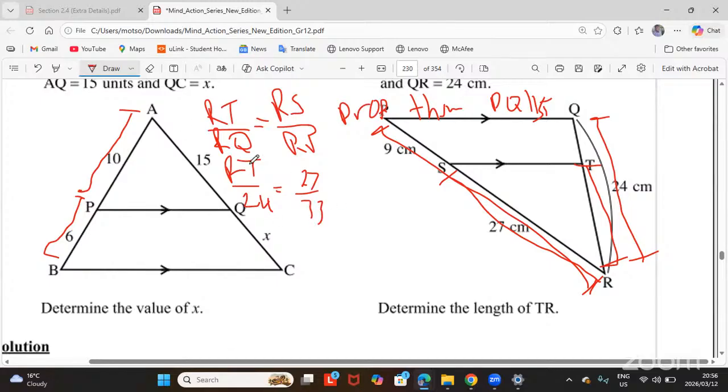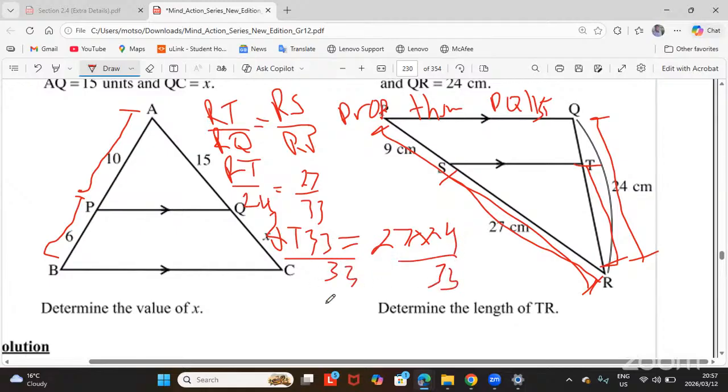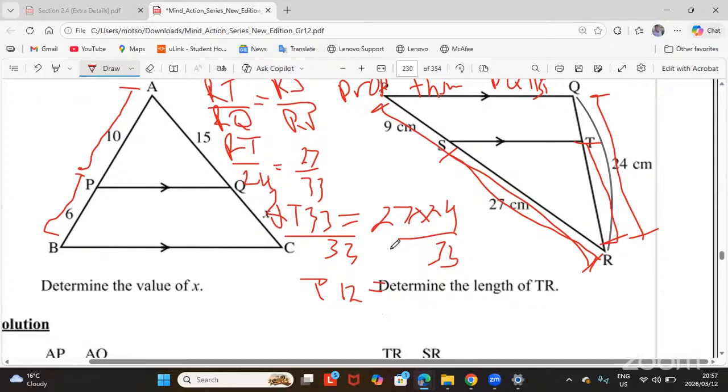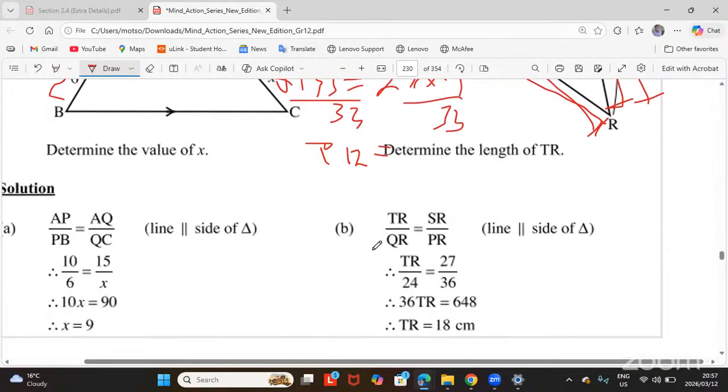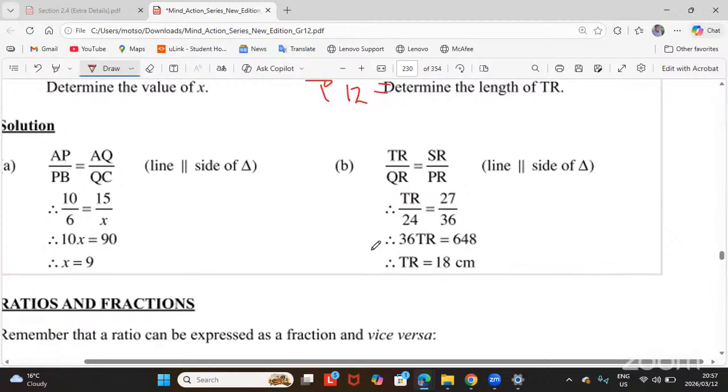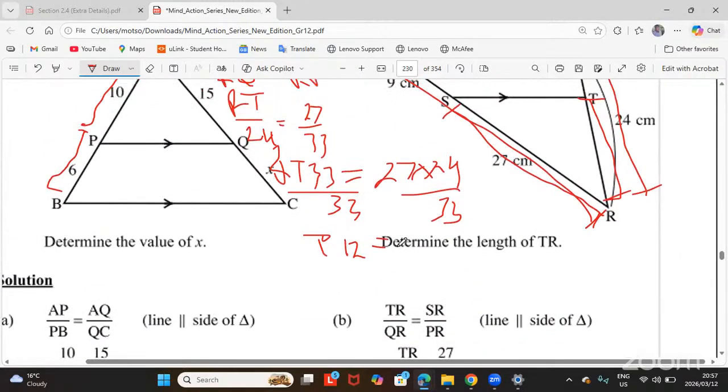I mean, you solve for that RT. You cross multiply. You're going to have RT times 33 equal to 27 times 24. And then you're going to divide by that 33 on both sides. Then your RT will be equal to whatever you will get when you punch this on your calculator.